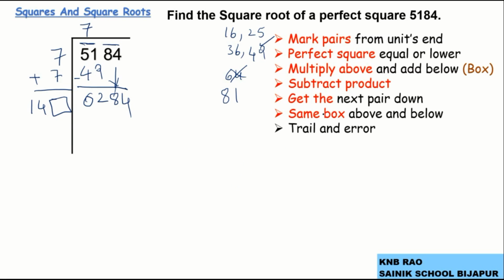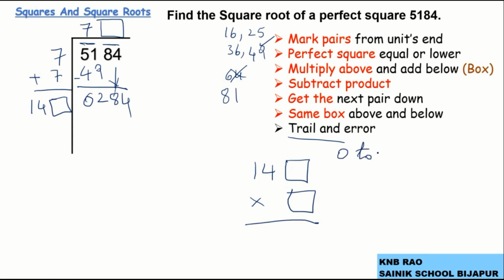Now we will choose the same box drawn above and drawn below, and we have to choose by trial and error. This 1 4 and a box, multiplied by the box, means a digit. From 0 to 9 we have to choose such a digit whose product is so close, because here the third step repetition starts. Let me take a different ink.